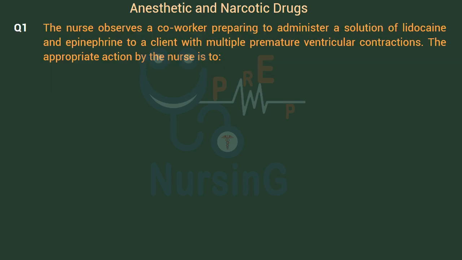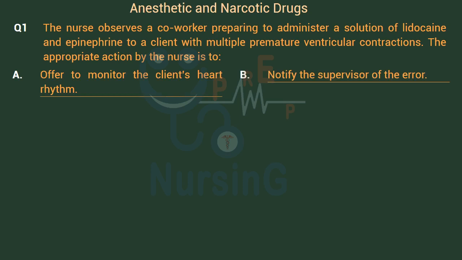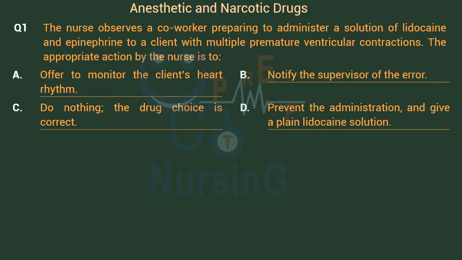Anesthetic and narcotic drugs. The nurse observes a co-worker preparing to administer a solution of lidocaine and epinephrine to a client with multiple premature ventricular contractions. The appropriate action by the nurse is to: Option A. Offer to monitor the client's heart rhythm. Option B. Notify the supervisor of the error. Option C. Do nothing. The drug choice is correct. Option D. Prevent the administration and give a plain lidocaine solution.